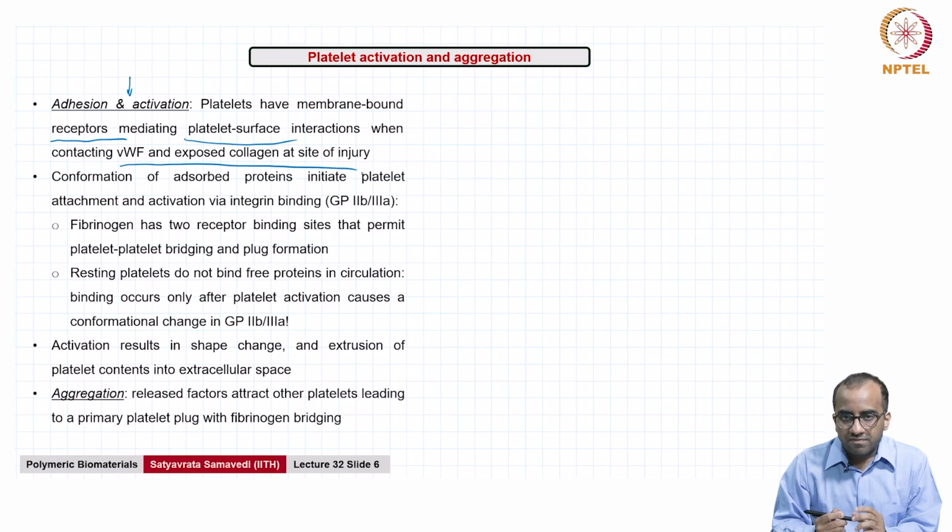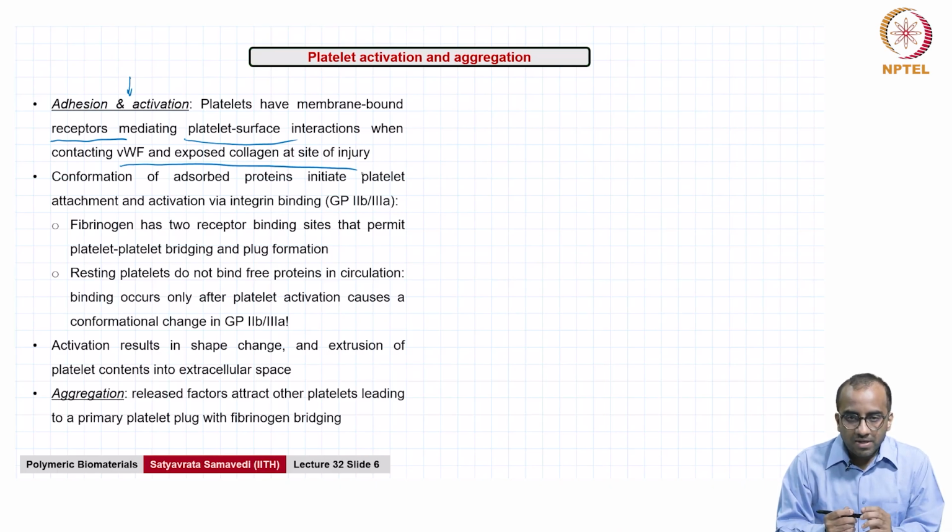Now von Willebrand factor is one of the factors found in blood, and collagen is often exposed. Collagen is an extracellular matrix protein, as we have seen earlier, which can get exposed at the site of injury, and blood can directly come in contact with that. Nevertheless, once the platelet circulating in blood comes in contact with factors such as the von Willebrand factor or collagen, then platelets get activated. They can attach and get activated.